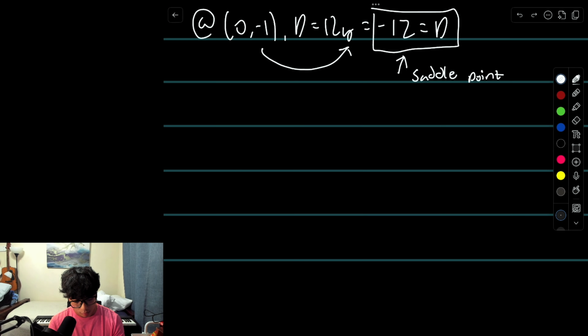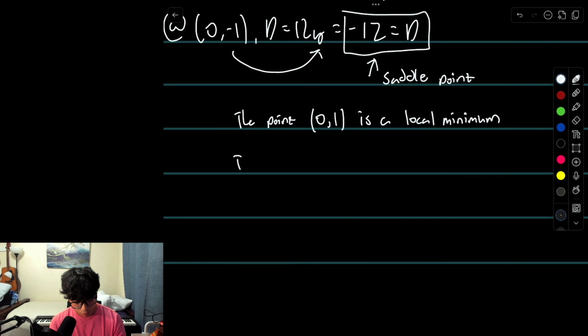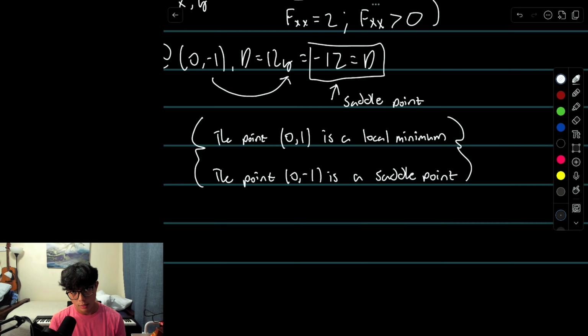So our conclusion could be the point (0, 1) is a local minimum, and the point (0, negative 1) is a saddle point. And there you go. That is our final answer.